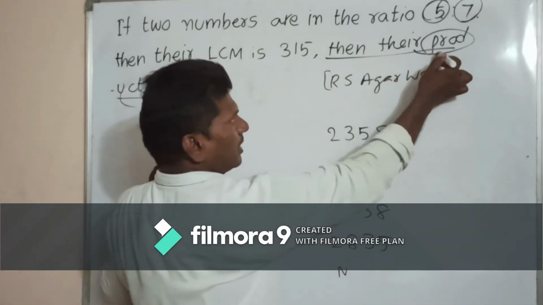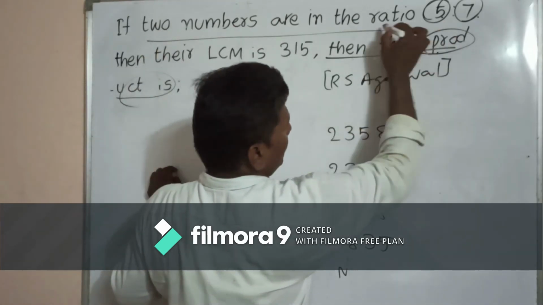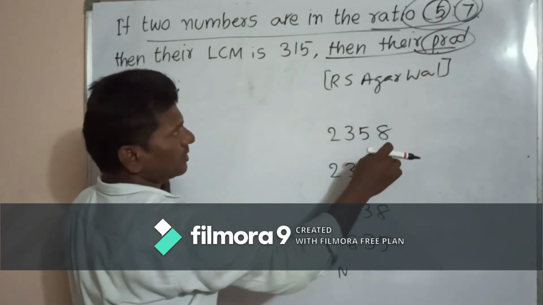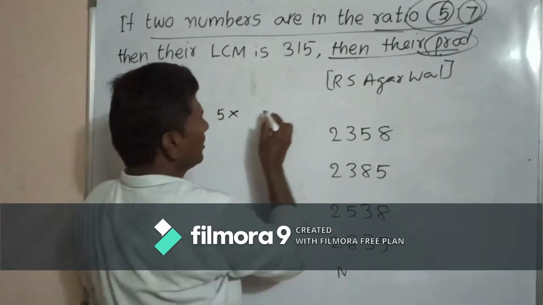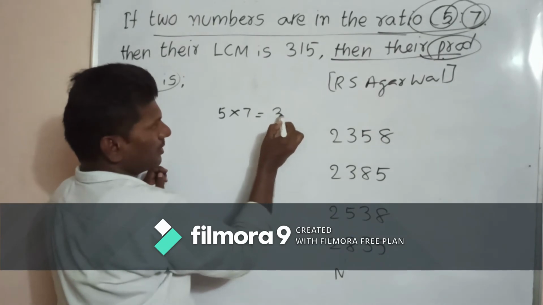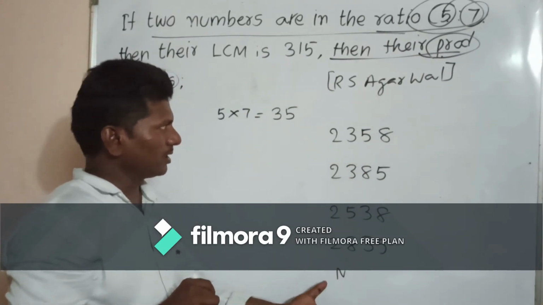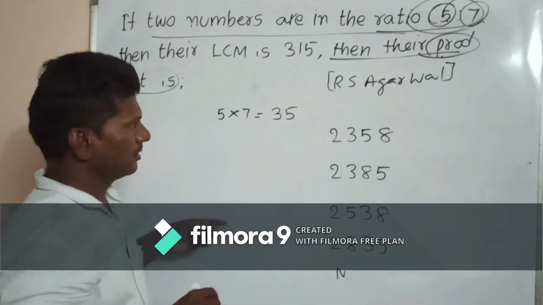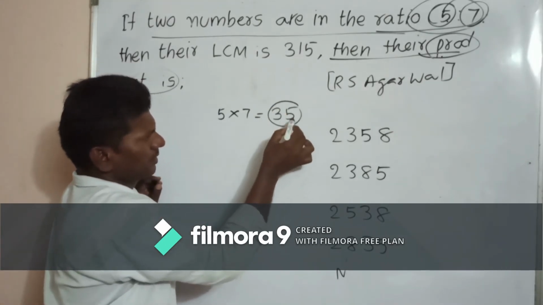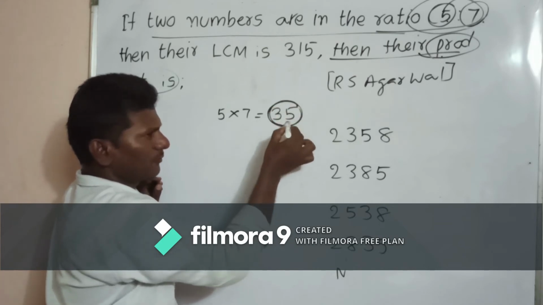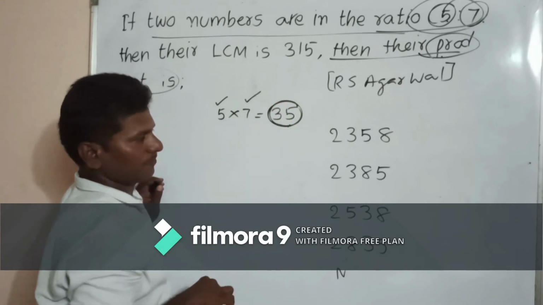Here to find out the product of the numbers, in the first line we are given the ratio of the two numbers. First number is in the 5 table, second number is in the 7 table, their product is 35. That means the correct answer must be divisible by 35. So if a number is divisible by 35, it must be divisible by 5 and divisible by 7.